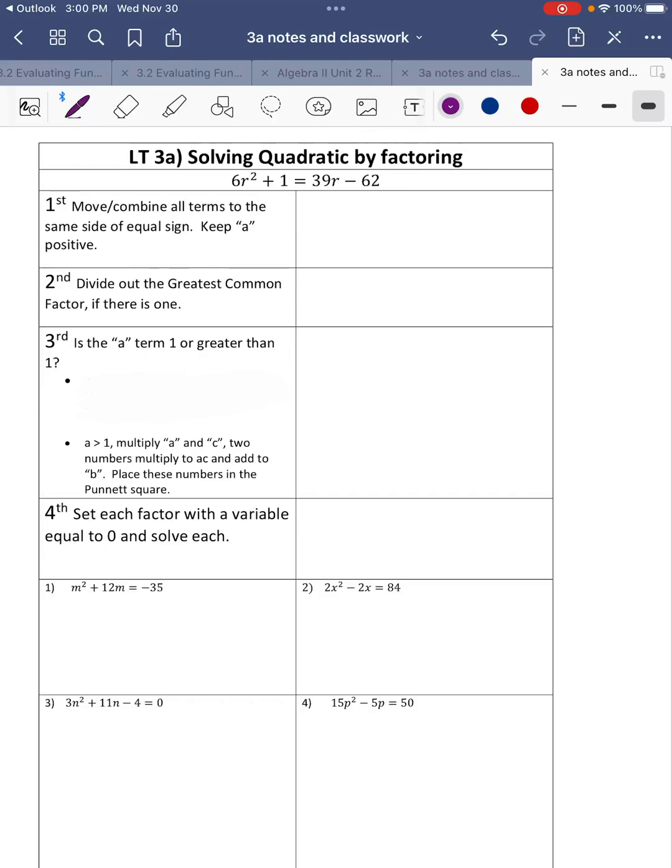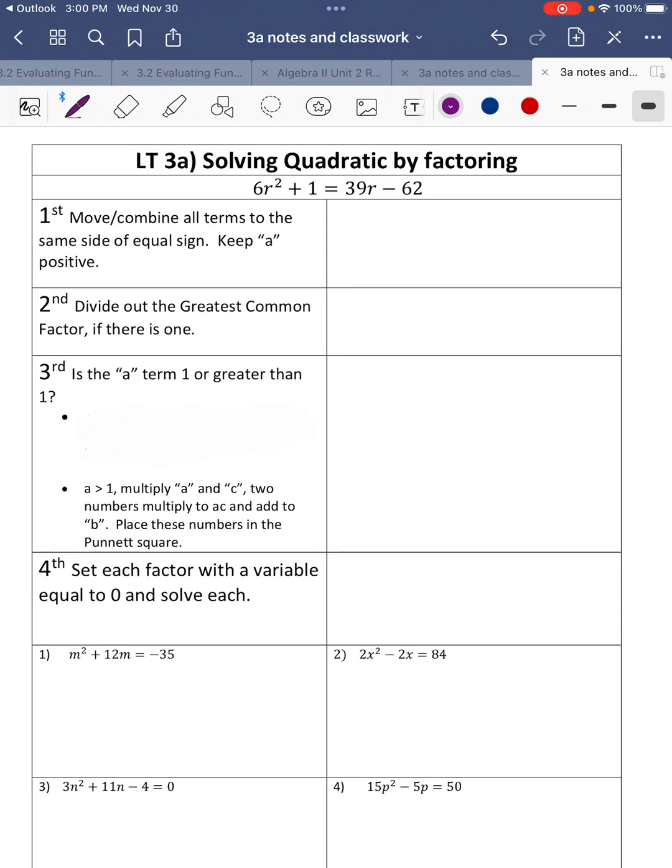All right, welcome to 3A, which is solving quadratics by factoring. So to factor, we need all the terms to one side first, keeping the a positive.